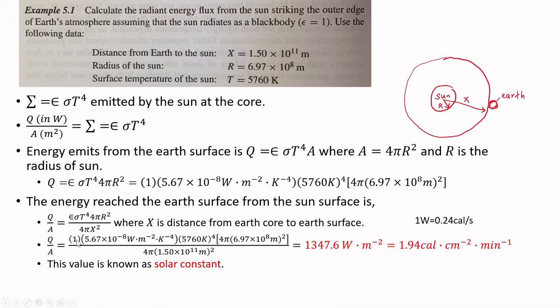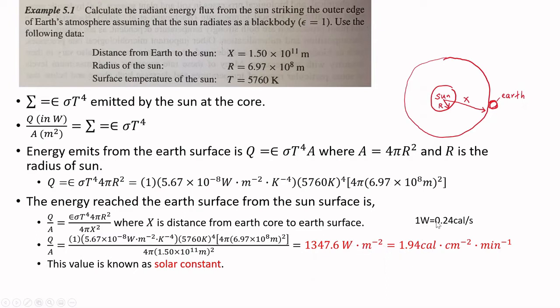Everything on top is the same as before, but now we have 4 pi multiplied by x squared. The x is 1.5 multiplied by 10 to the power 11. So, 4 pi multiplied by 1.5 multiplied by 10 to the power 11 meter, and then we square it. That's how we get the radiant energy flux from the sun striking the outer edge of Earth atmosphere. If we calculate all this, we get 1347.6 watt per meter square.